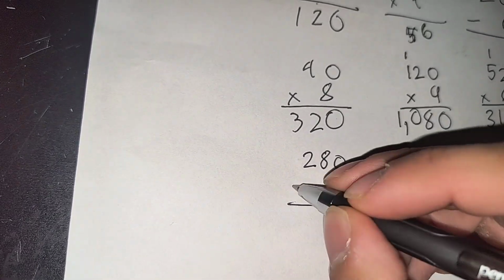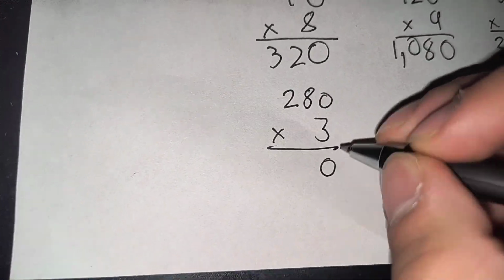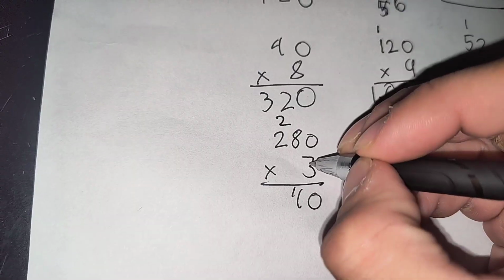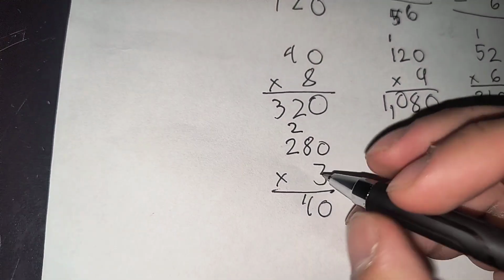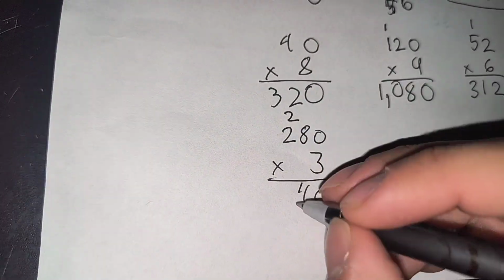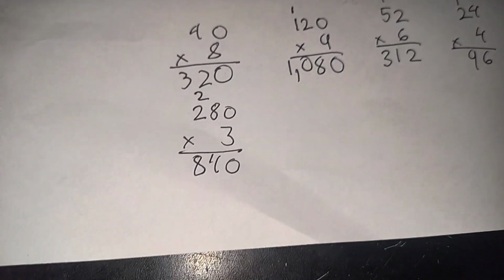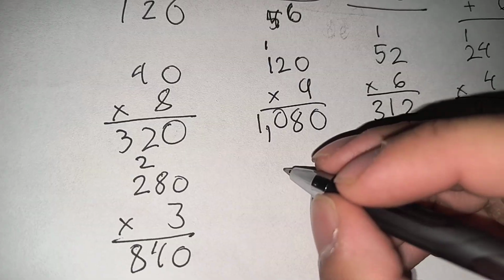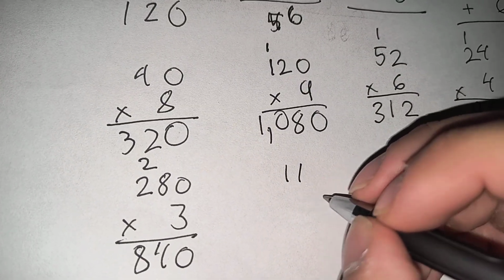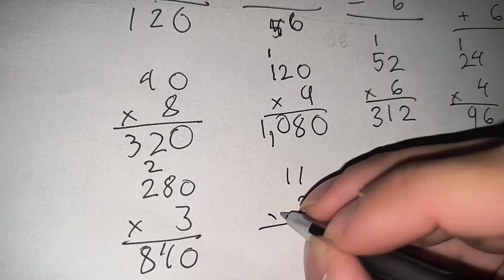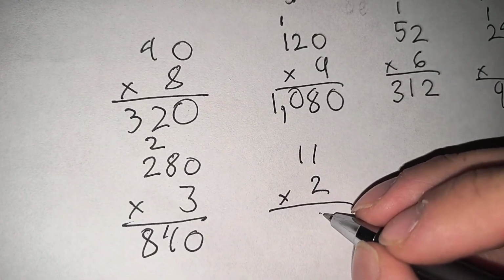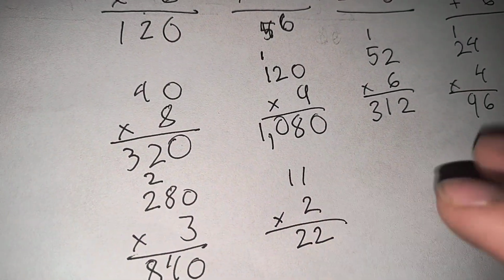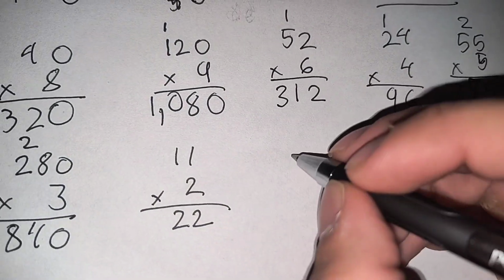Okay, what about 3 times 280? Well, 3 times 0 is 0. 3 times 8 is 24. Carry that 2. 3 times 2 is 6. Plus that 2 is 8. So 840. So what about 11 times 2? 2 times 1 is 2. 2 times 1 is 2. So 22.